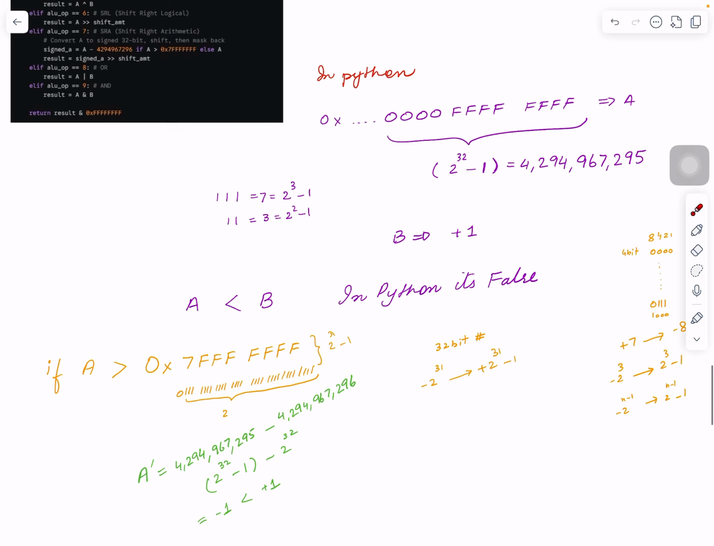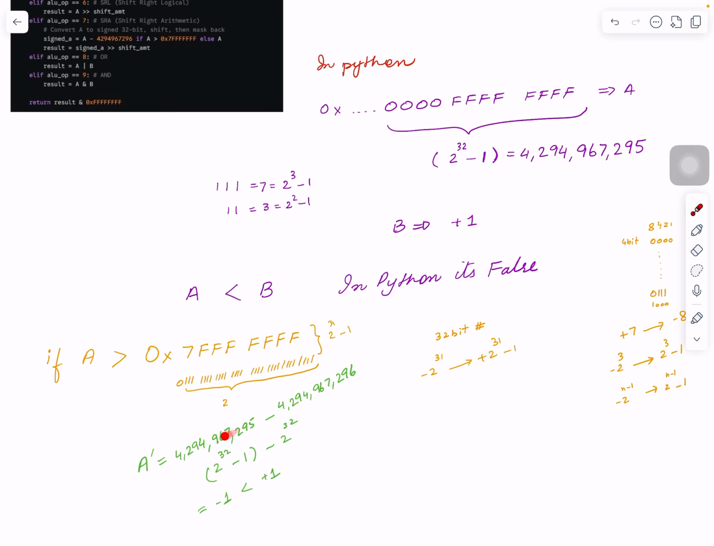But you understand this, that look at these numbers. Okay, this is this number. Okay, this is the actual number. So A dash is A minus 2 raised to power 32. That's what you need to remember. You need to subtract. Then you get your actual value, if it's a signed number. So maybe that's an easy way to think of that. Okay, whatever number comes with 32 bit, minus 2 raised to power 32. And that is the actual number we get.